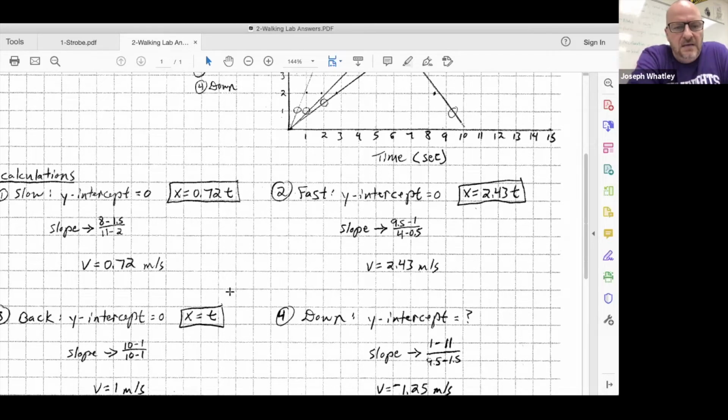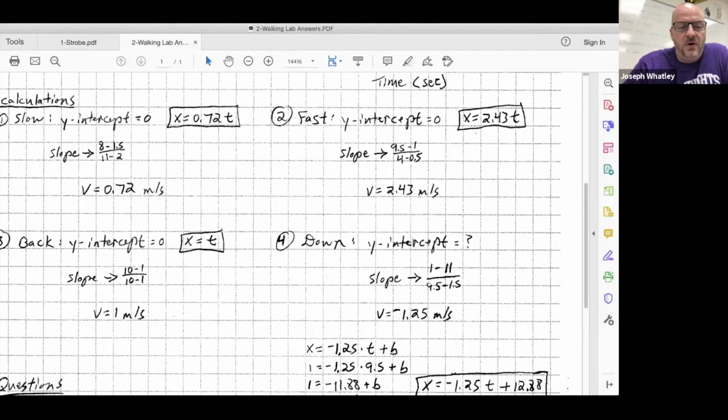So if your slopes are somewhat close to mine, that's great. They don't have to be exactly the same as long as they're in the same neighborhood. If they're really crazy different, I would want to look at what points along the line you chose. So for my fast, I got x equals 2.43 t plus 0, so I didn't include that because the y-intercept is 0. You can see where my coordinates came from, my change in y over change in x. I try to spell it out as best I could.